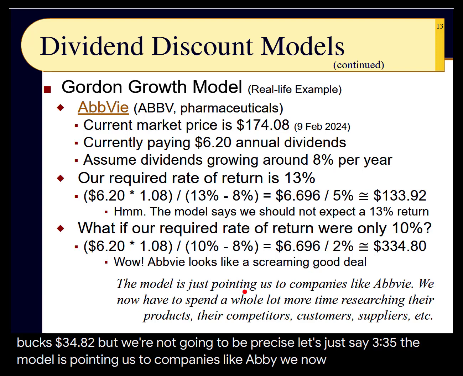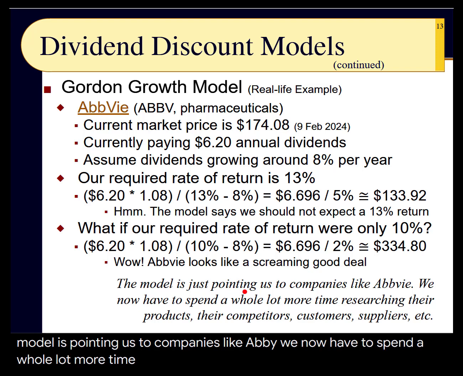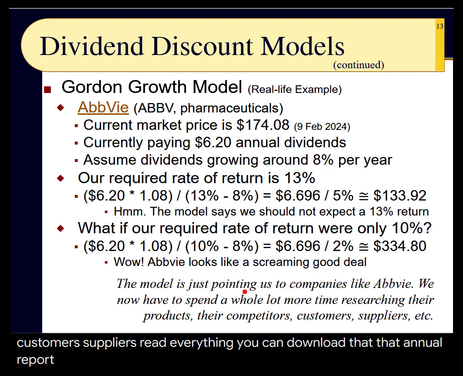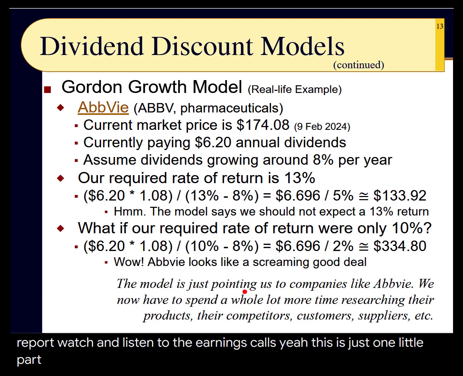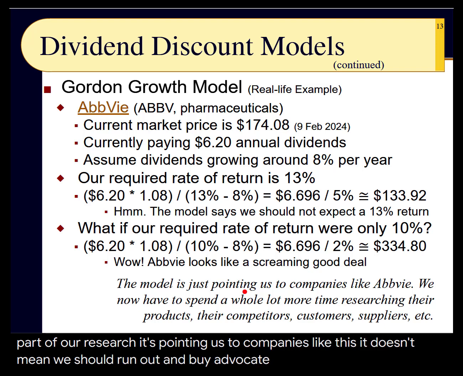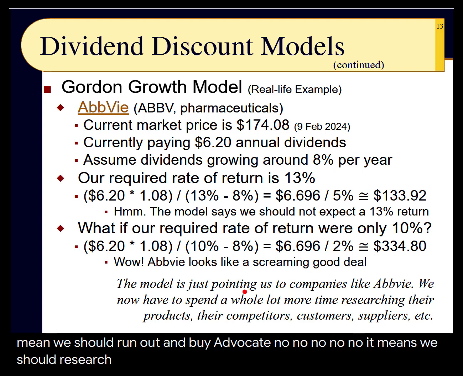The model is pointing us to companies like AbbVie. We now have to spend a whole lot more time researching their products, their competitors, their customers, suppliers. Read everything you can. Download that annual report. Watch and listen to the earnings calls. This is just one little part of our research. It's pointing us to companies like this. It doesn't mean we should run out and buy AbbVie. No, no, no, no, no. It means we should research them and then research their competitors. And I've already said that.